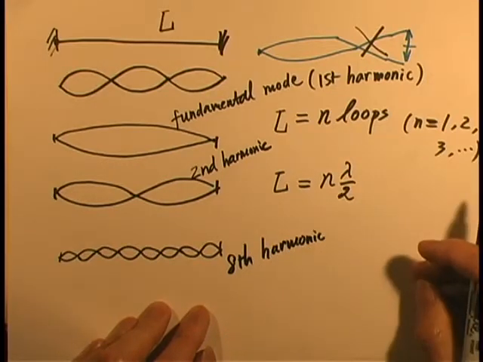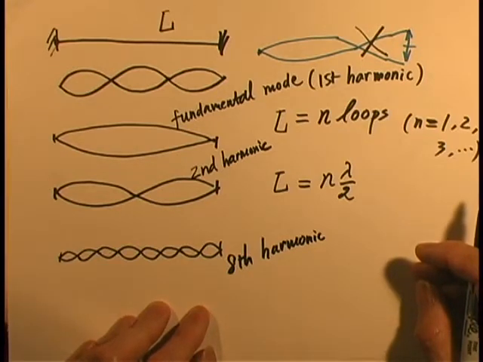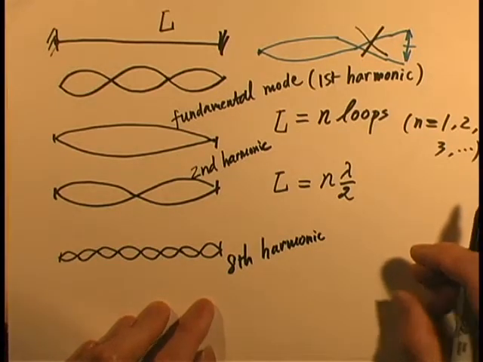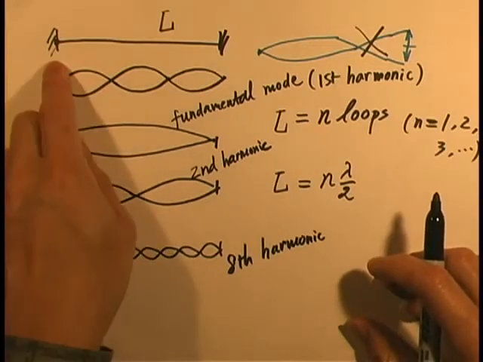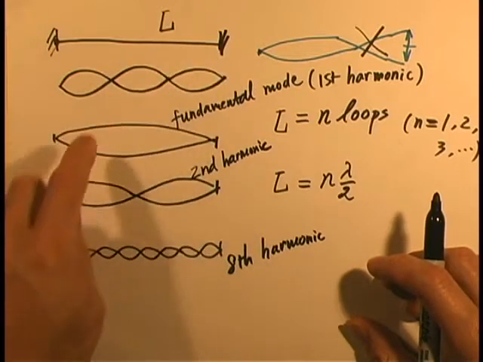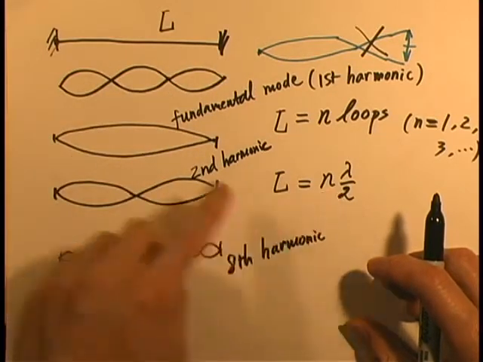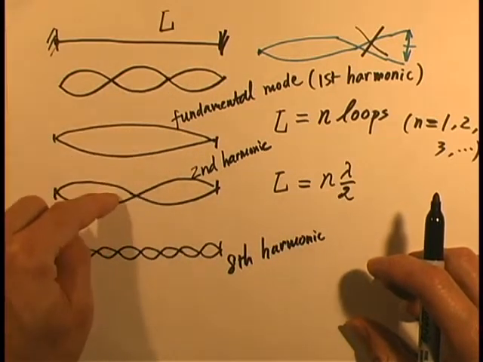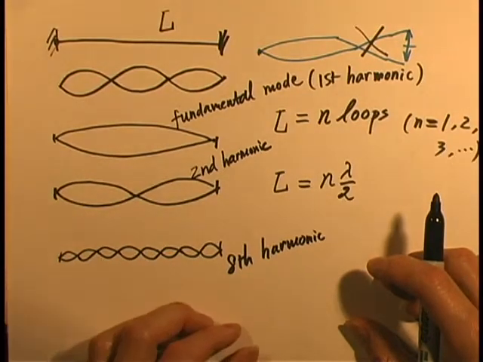All these harmonics are possible. That will give you the allowed wavelengths or allowed frequencies. So depending on the length of this string, you have fixed the possible wavelengths. Lambda 1, here's lambda 1, lambda 2, and so on. Here's lambda 8, and so on.